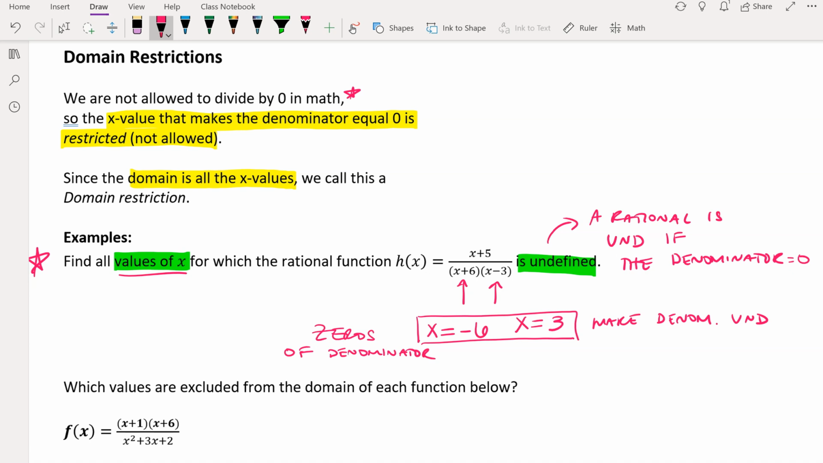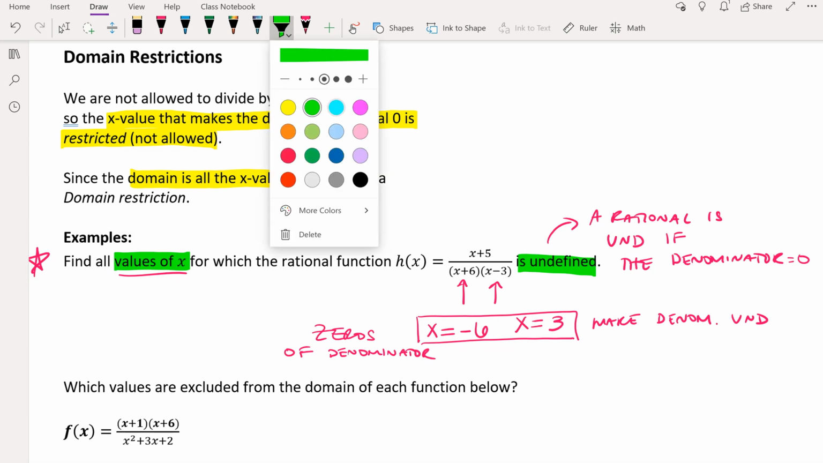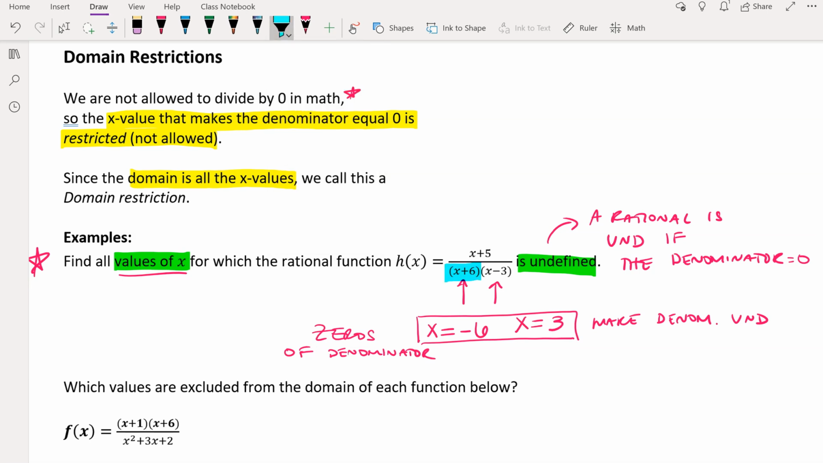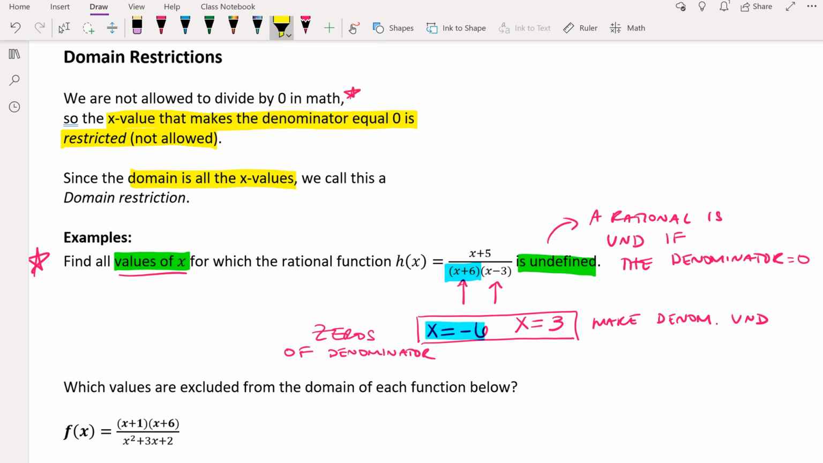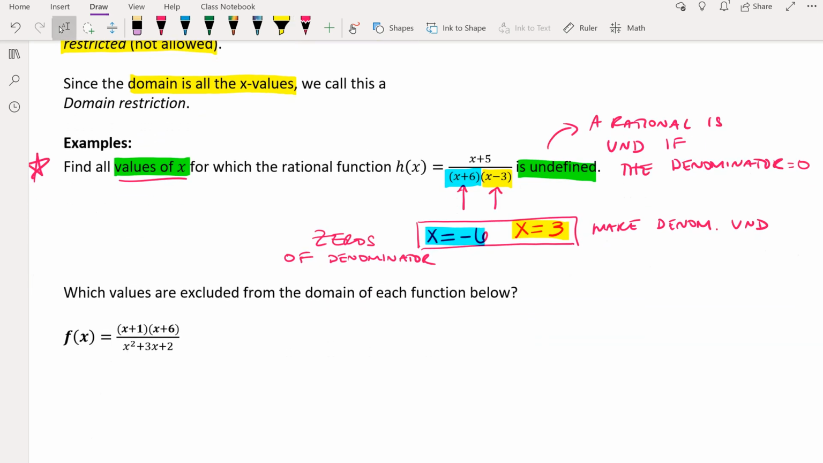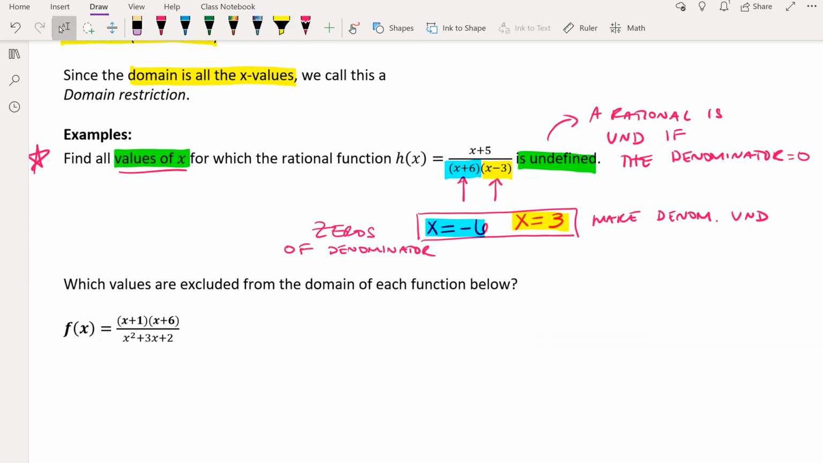If we were to plug in x equals -6, this would turn into 0, and it would make the denominator equal 0, because we would get 0 times x minus 3, and then the whole denominator would equal 0. If we were to plug in x equals 3, this would equal 0, which would then cause the whole denominator to equal 0. Okay, let's move on to the same type of question, but worded differently.